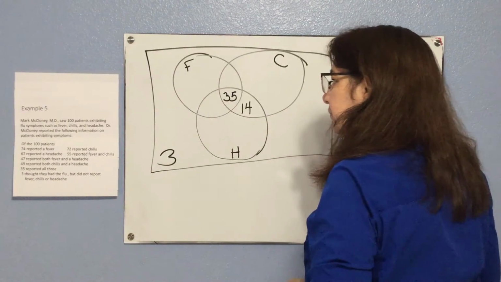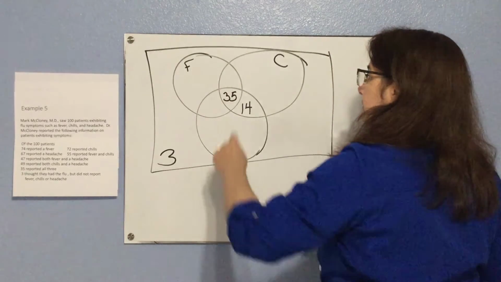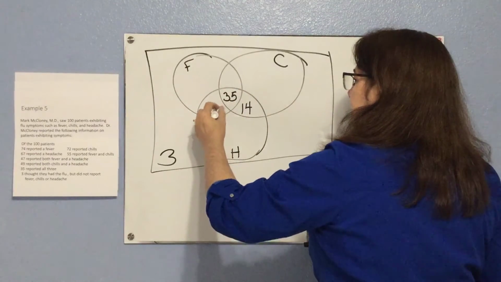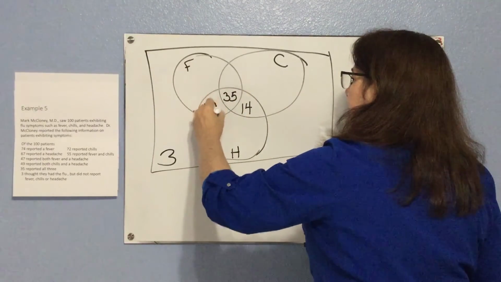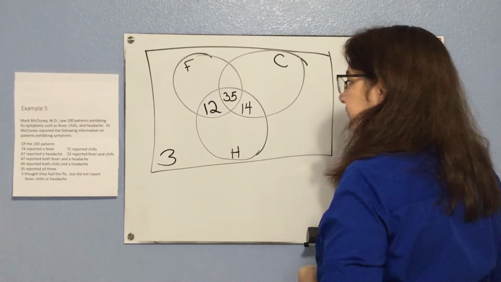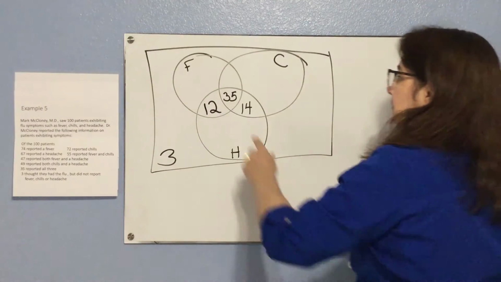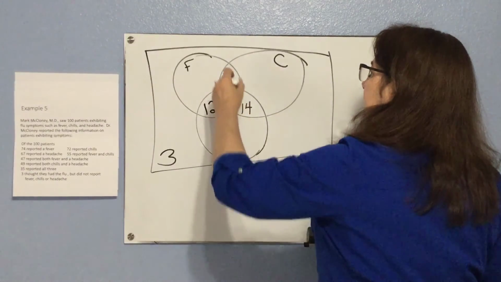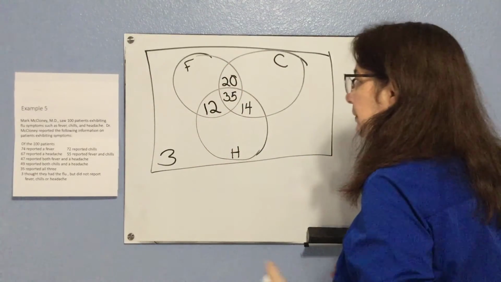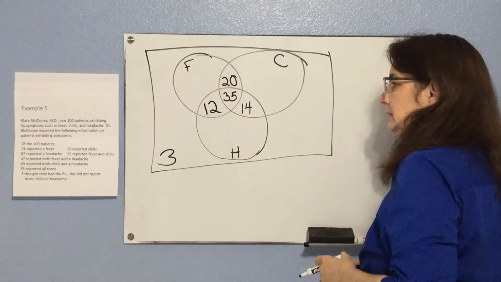And then they said 47 fever and a headache. So that would be this area, which already has 35. So to get to 47, we need 12 more. And then 55 reported fever and chills. We've already got 35, so we need an additional 20.